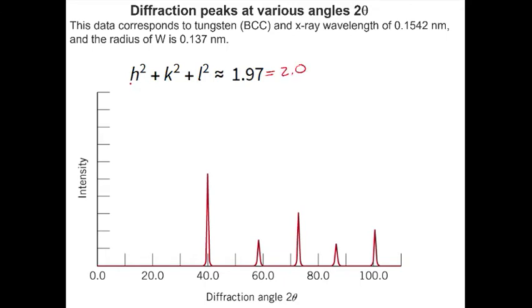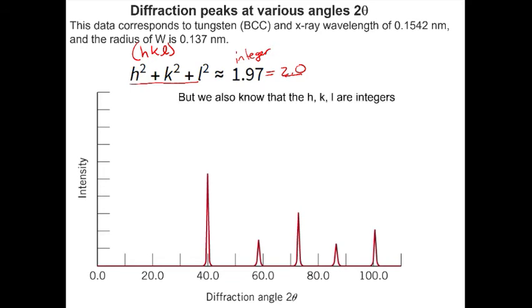This quantity, h squared plus k squared plus l squared, has to be an integer. That's how we know that this is really 2. We interpret it as 2. It has to be an integer because, remember, in the Miller indices hkl, each of those is an integer. That's how it's defined. So we want to find the hkl, which plane corresponds to that first peak. We have the fact that h squared plus k squared plus l squared is equal to 2. And this gives us that the plane has got to be the 110.